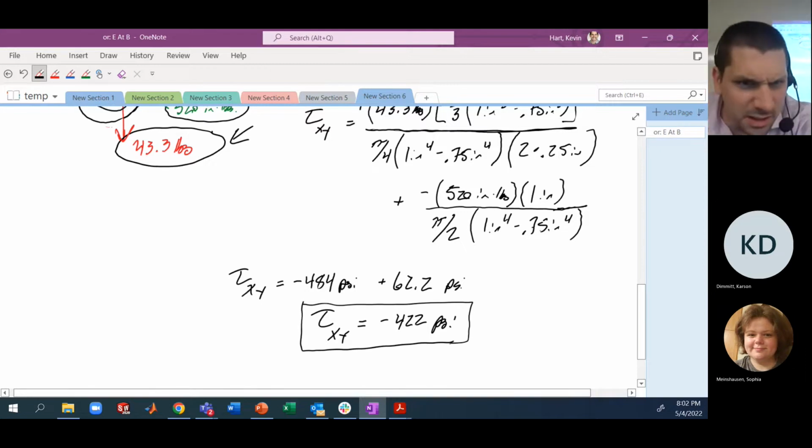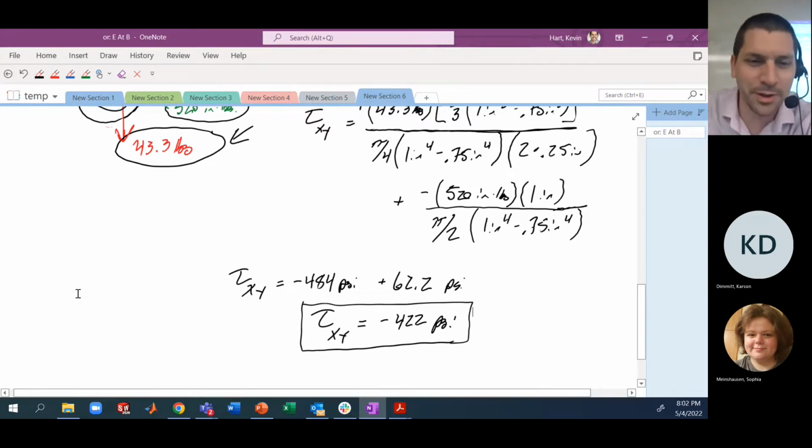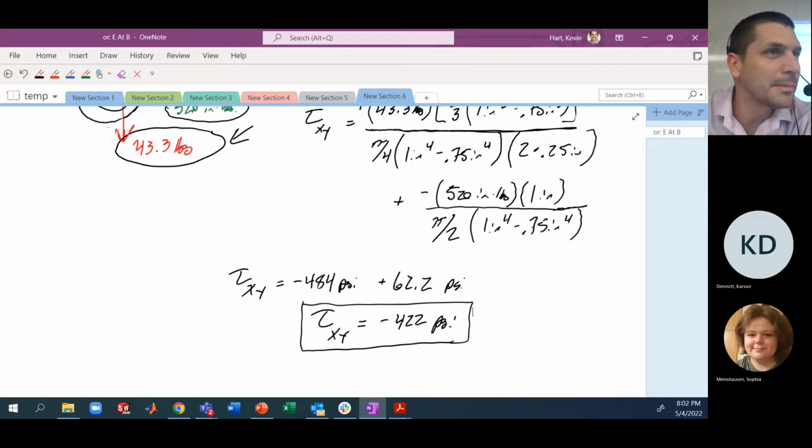That's it. Oh, my handwritten solution says negative. No. Sorry about that. The handwritten solutions are correct with the negative sign. Apologies for the handout.